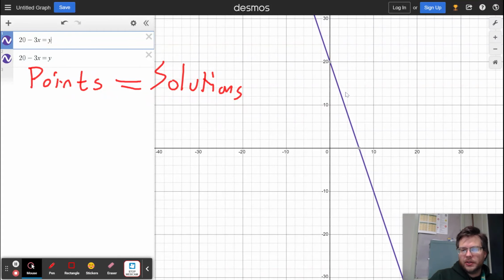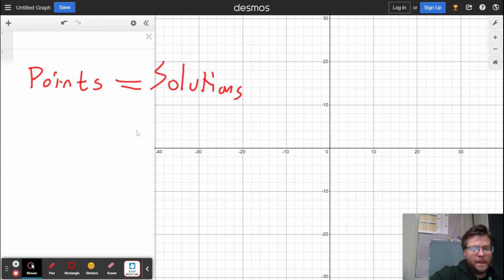Well, regardless, the point that I'm trying to make is that every point on the line is a solution to the problem. So that's one style of word problem that we're doing, where something is changing over time. The other style of word problem that we're doing is when two things combine to make a total.